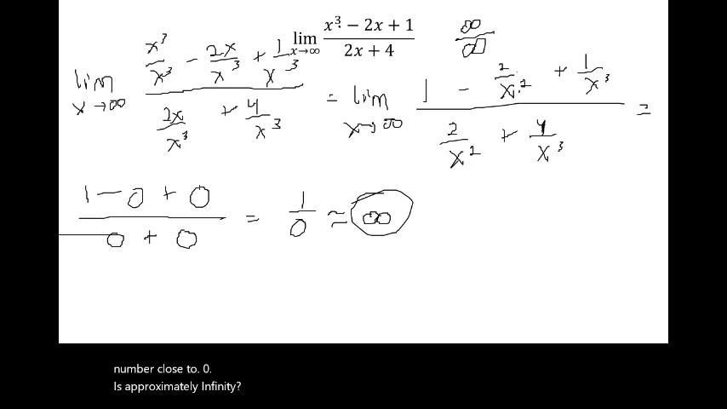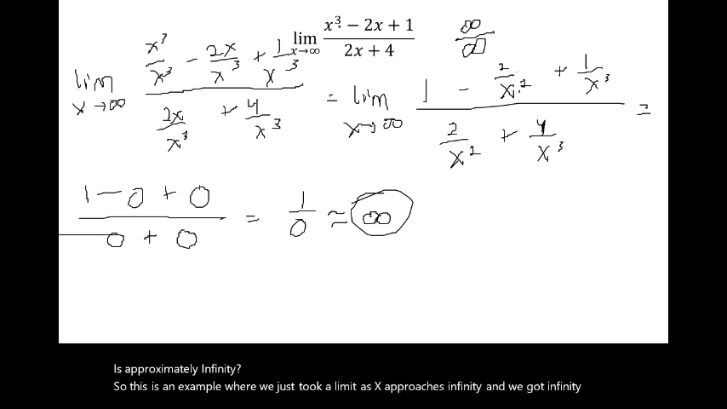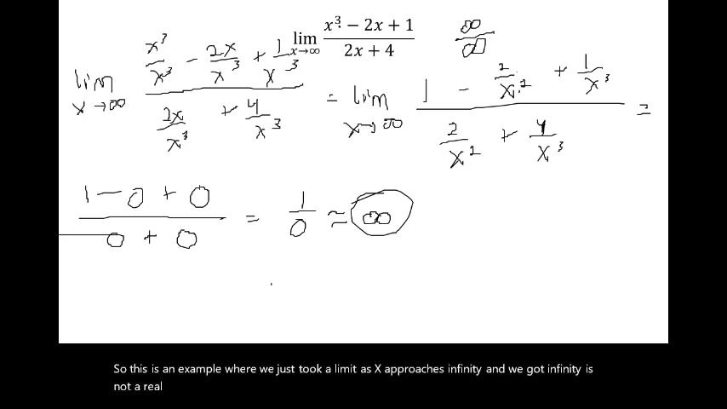So this is an example where we just took a limit as x approaches infinity and we got infinity. Infinity is not a real number. When that happens, because this is not a real number, that means that there is no horizontal asymptote.